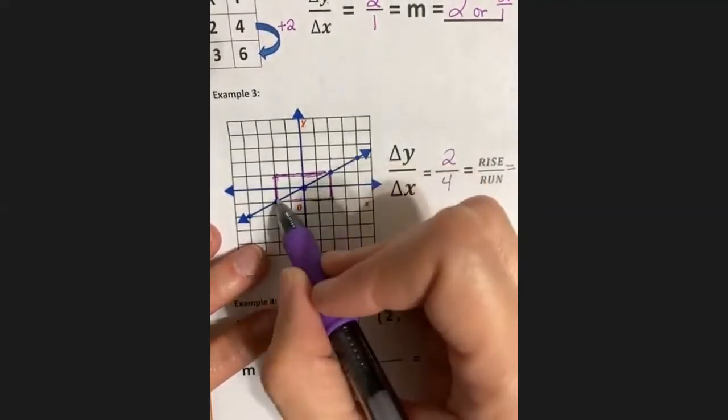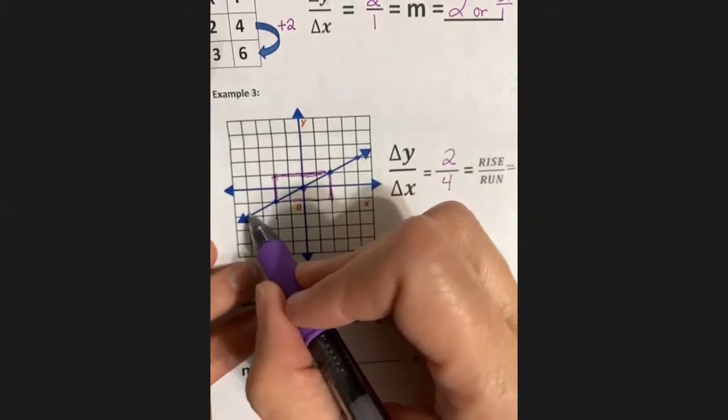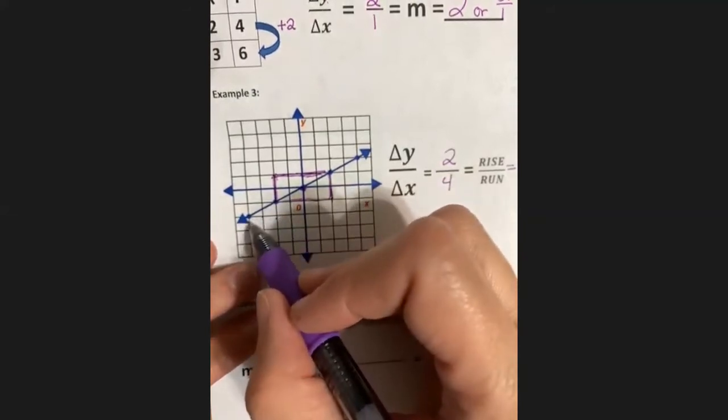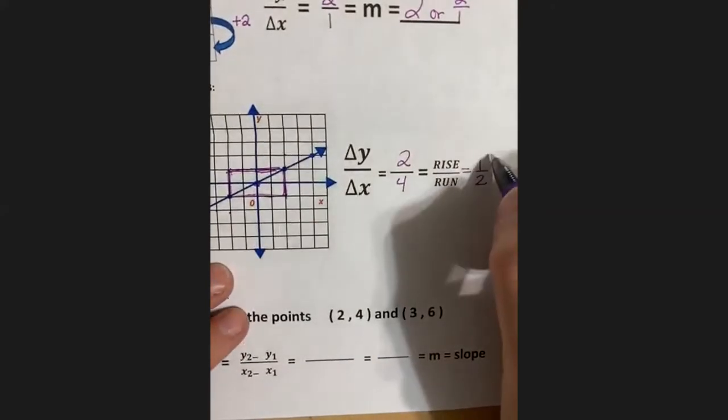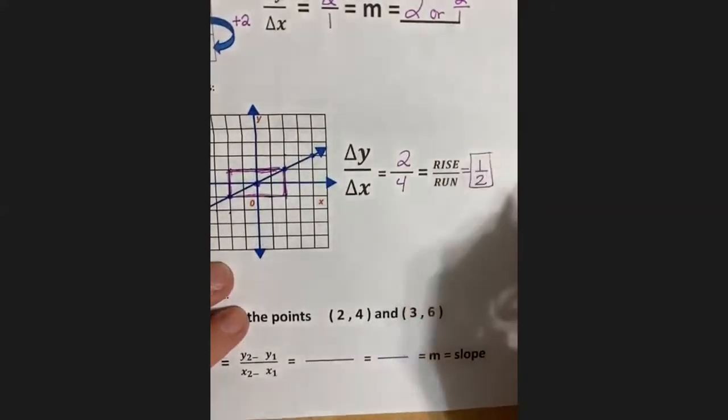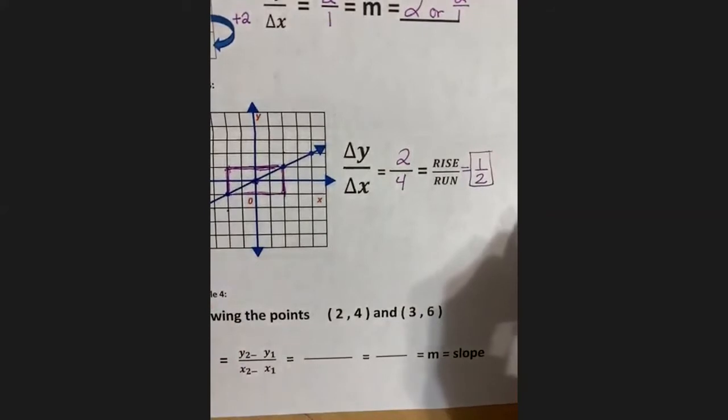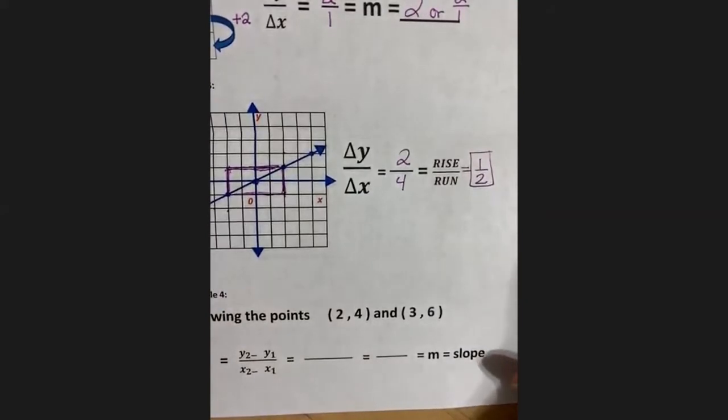And I can go backwards. Rise -1, run -2, because a negative over a negative is a positive. And so therefore, I know that the rise over run is 1 over 2. And again, as with all fractions, although these aren't technically fractions, they're slope, they act and look like fractions, and they can be put in their simplest form.